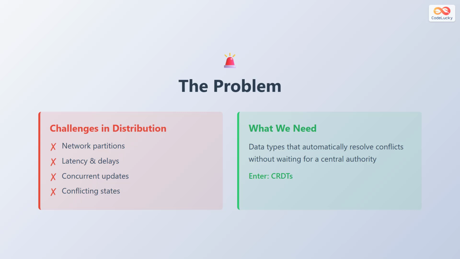Let's start with the core challenge. In distributed systems, we face several problems. When computers are spread across different locations, networks can go down unexpectedly. Communication takes time. Multiple users can update the same data simultaneously. And when this happens, we get conflicting states. Traditional solutions require a central authority to decide which update wins, but this slows everything down and creates single points of failure.